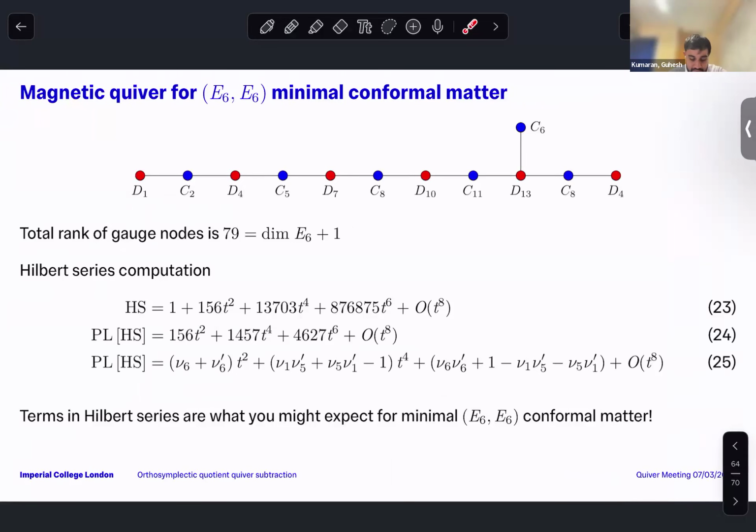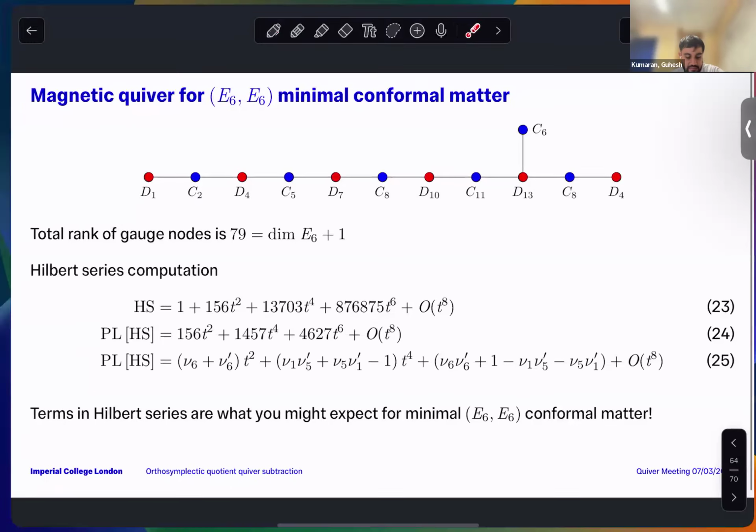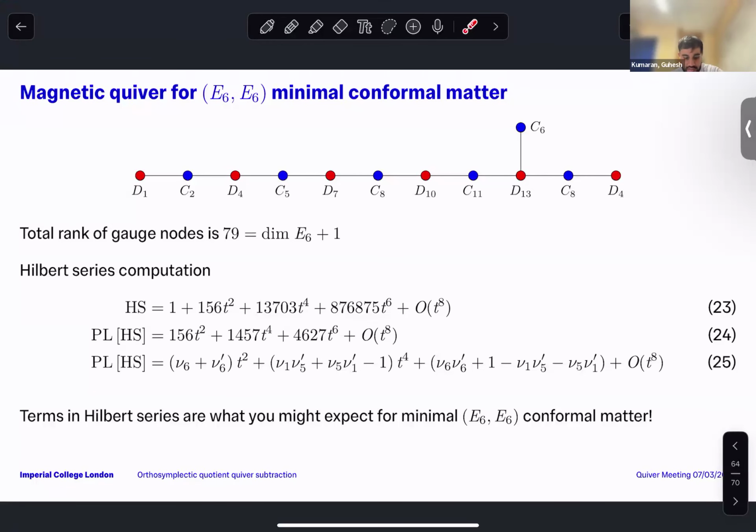And again, I can compute some Hilbert series, and you'll notice that this term, so these are some highest weight fugacities for E6 representations, where prime indicates one E6 factor compared to another, because there's two. So this is just telling me I have the dimension of the adjoint. Now this term is a bifundamental of two E6s. And there's one relation because there's a relation between the quadratic Casimirs of E6. So this is really bifundamental matter, which is exactly what you expect for E6 conformal matter.